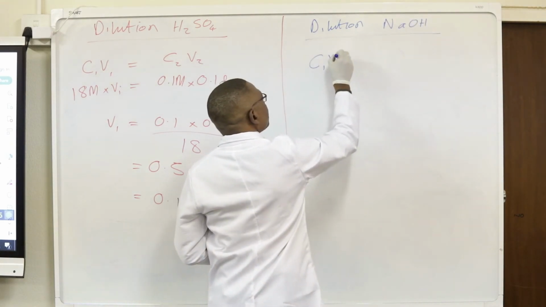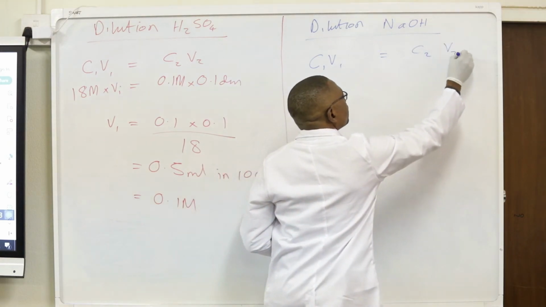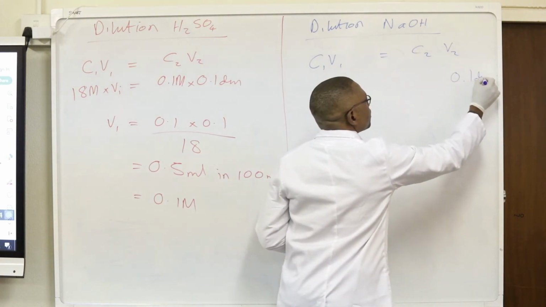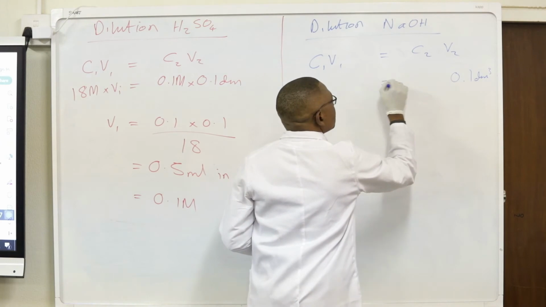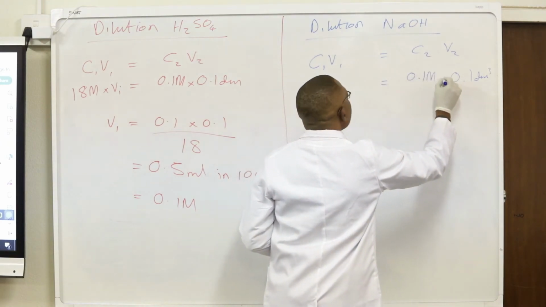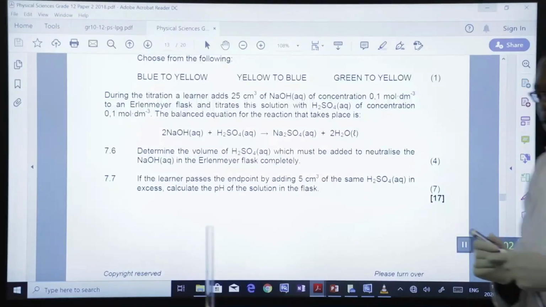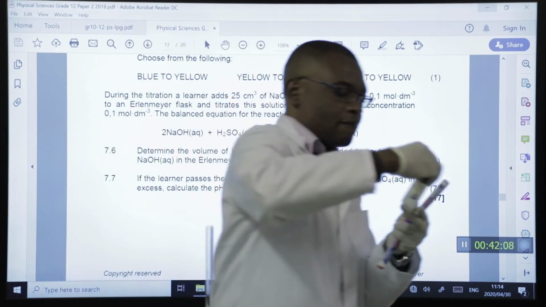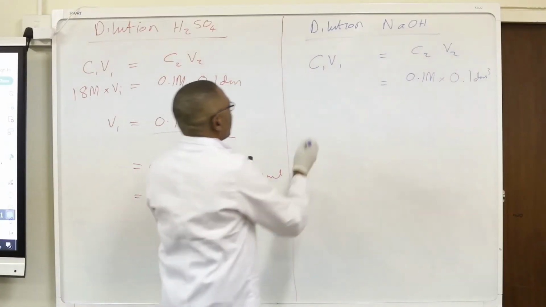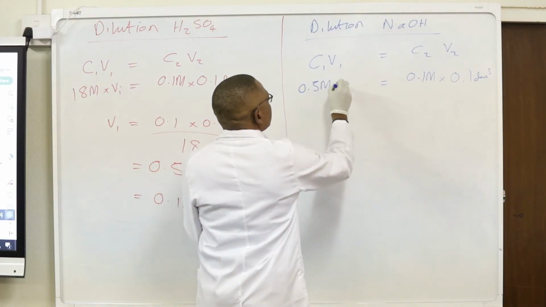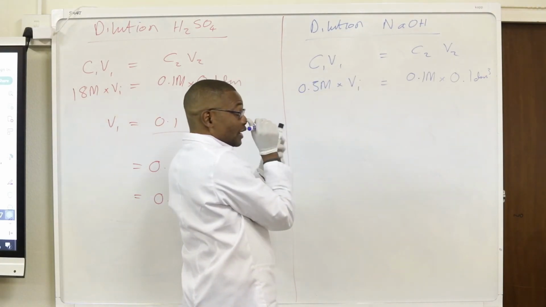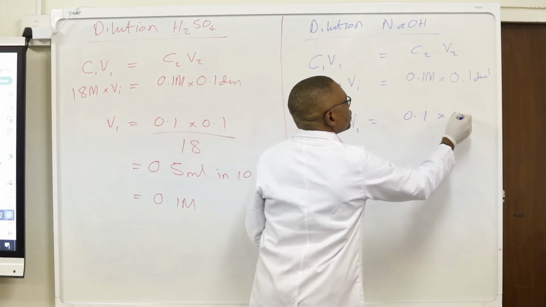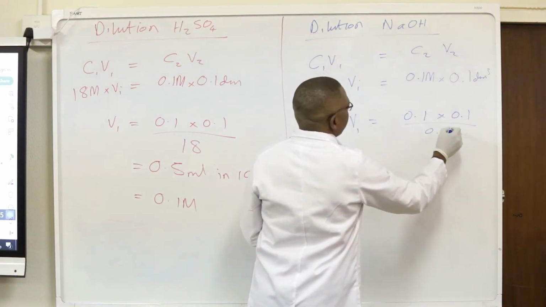We are saying C1V1 is equal to C2V2. I'm going to make my solution in 100 mL, so it's going to be 0.1 dm cubed. And then the concentration is going to be 0.1 molar. And then the initial concentration of sodium hydroxide we have here is 0.5 molar. So this is 0.5 molar. So I want to find out what is the initial volume I need here. So we are saying V1 is equal to 0.1 times 0.1 over 0.5.